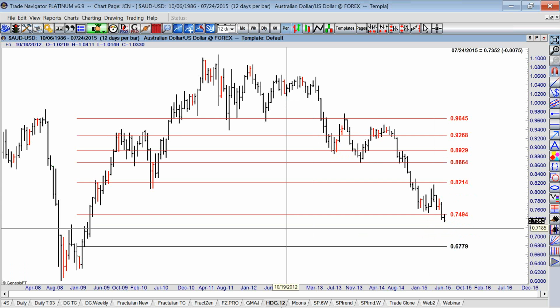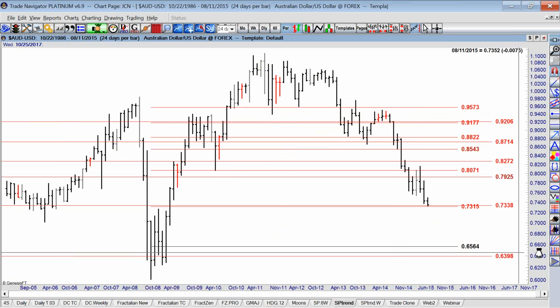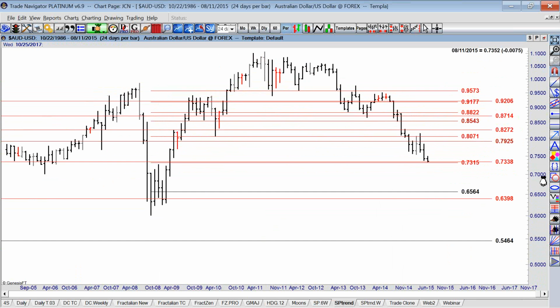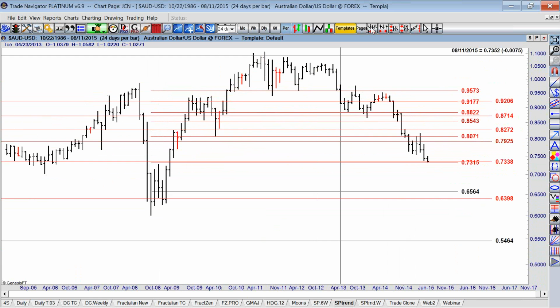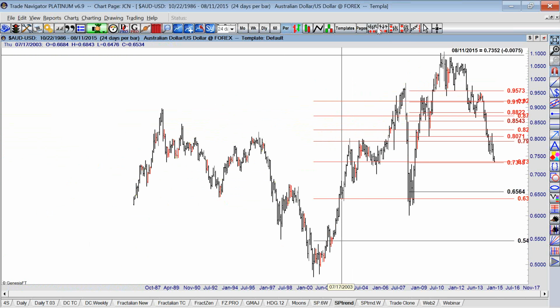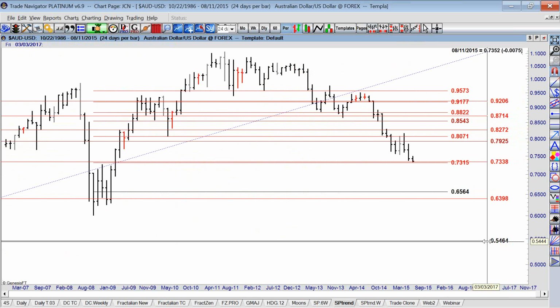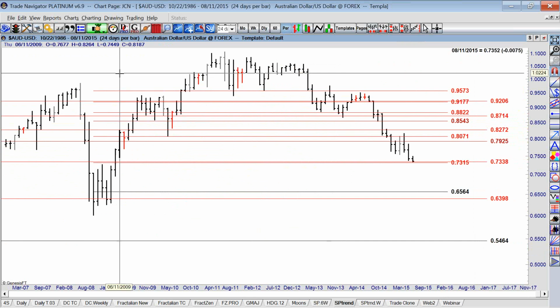And finally, we'll wrap up by showing you the major cycle here. This is Aussie USD, and there was a number way below these. No, perhaps not. It was this one, the other dominant cycle, right down all the way to 54.